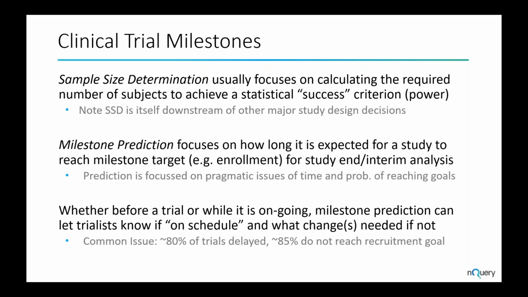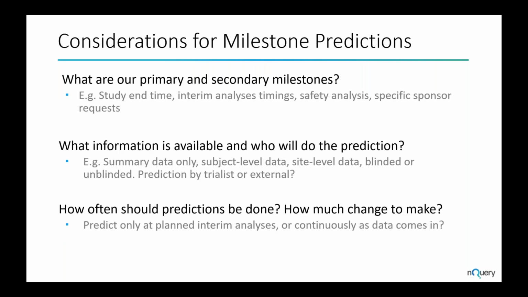But in order to evaluate how your trial is going so far, we need something to compare it to. And that's when predictions come into use, both before and during the trial. So what are some elements that we need to consider if we want to do a milestone prediction?